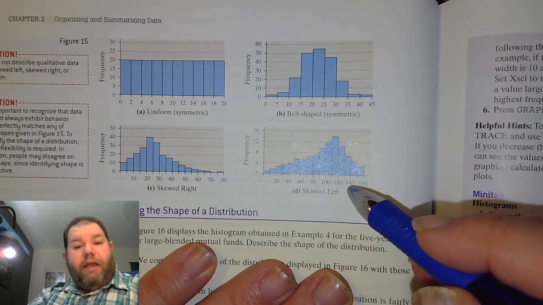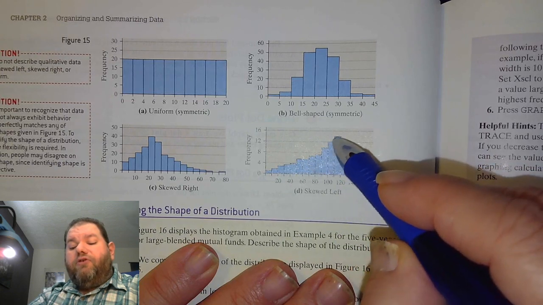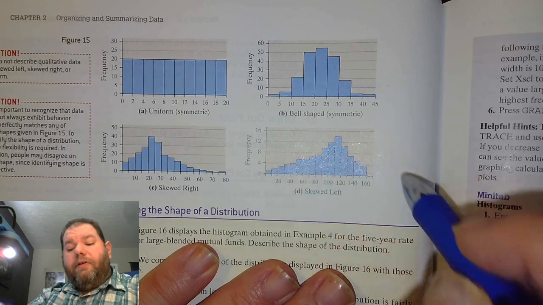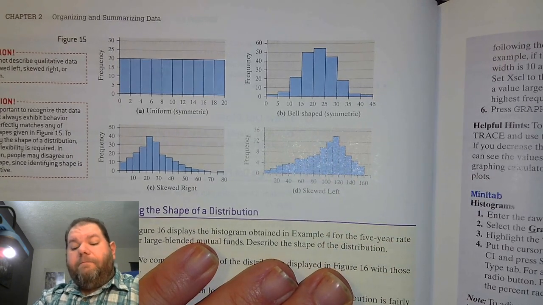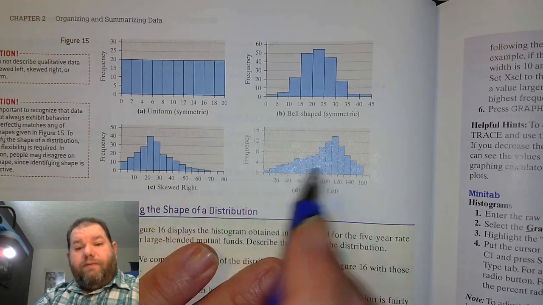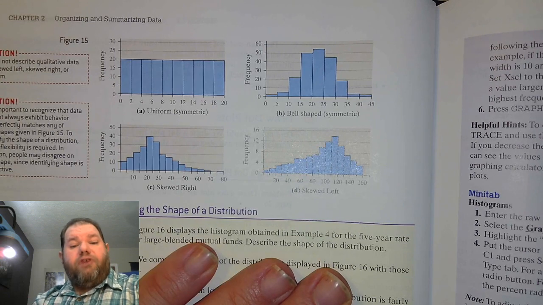Whereas with a skewed left graph, this would be almost bell shape right here, except we have a longer left tail. So really, in these two types of distributions, it's which side has the longer tail. That's the direction that it's skewed.